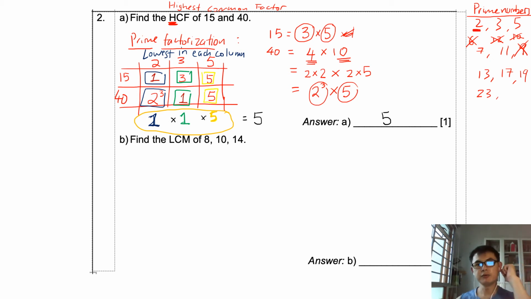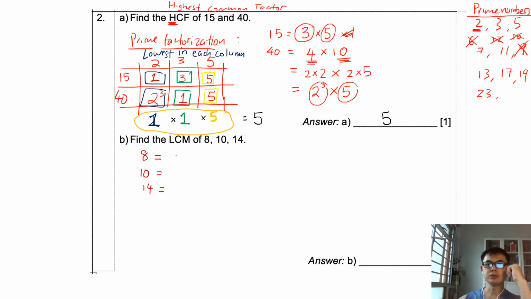Now, next we move on to find the LCM, and we are going to do exactly the same thing. We are going to do our prime factorization. Okay, so let's try to do our prime factorization for 8, 10, and 14 before we go on.